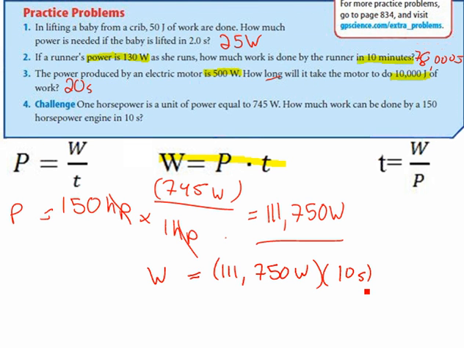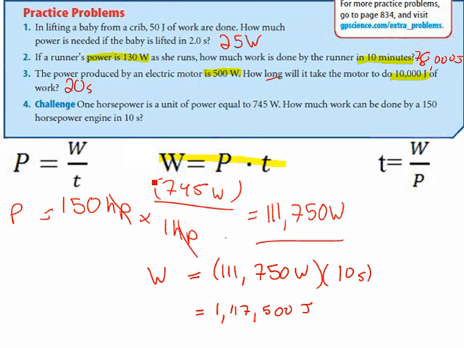So we're adding another 0 on essentially. So it's going to be a total of the amount of work done. It's going to be 1,117,500, and our units is going to be work times seconds, which is actually going to be watts times seconds, my apologies, which would actually be a joule.